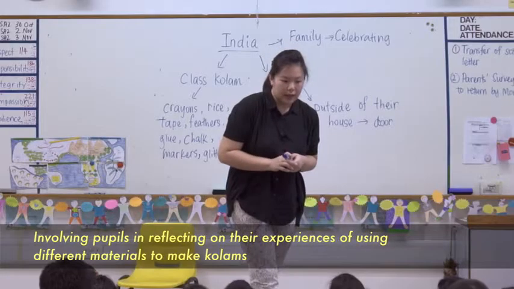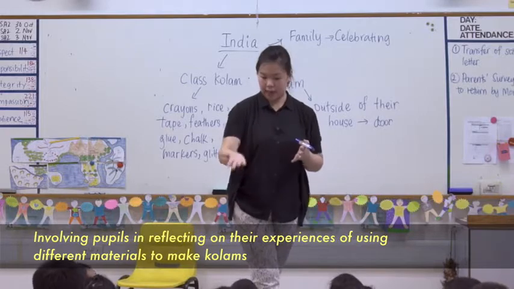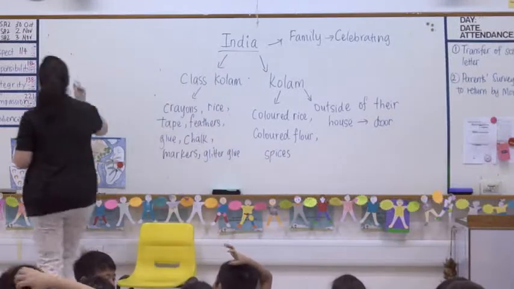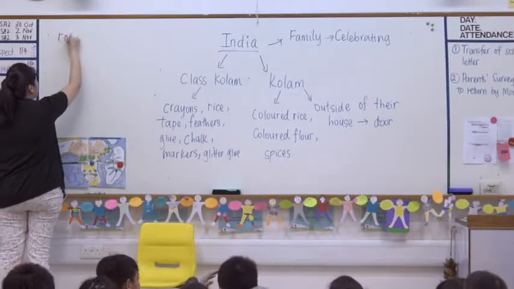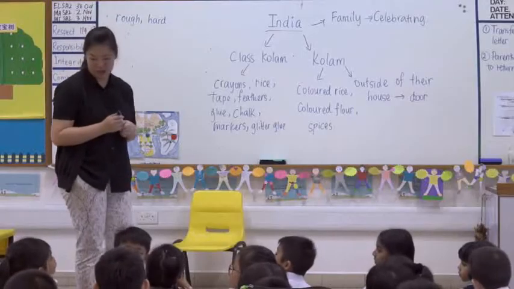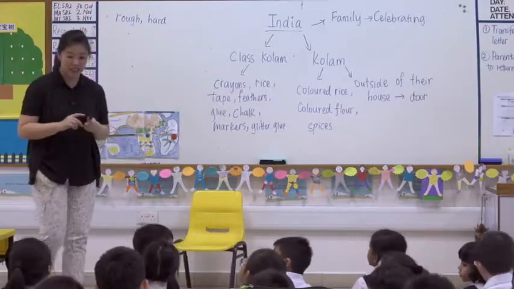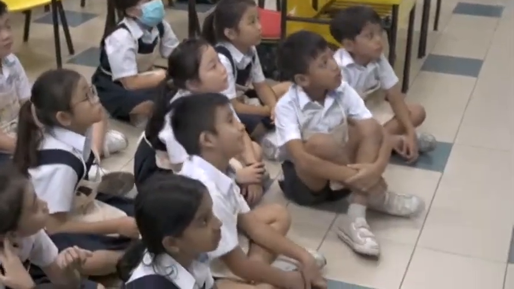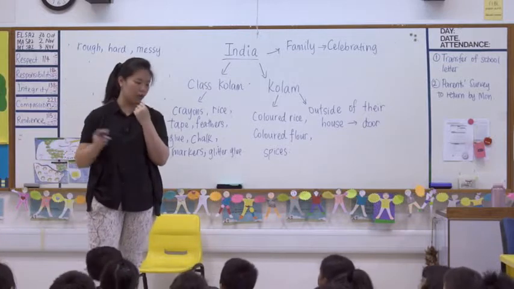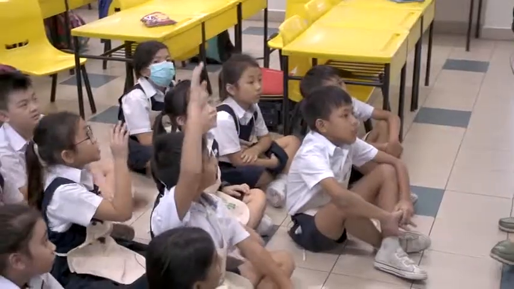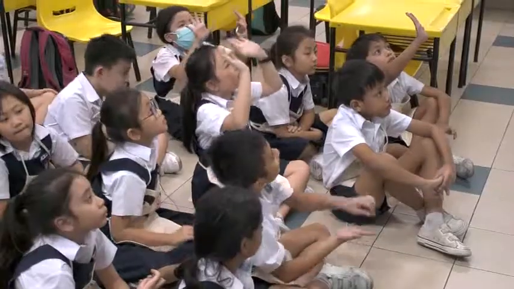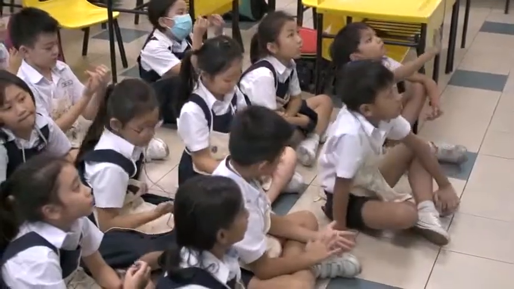How do you feel when you use the spices and the rice? It felt very rough. Yeah, it felt very rough. So the coloured rice was rough, is it? It's messy. Is that what you're trying to say? Using colored rice? Yeah, it's hard to clean, it's messy. Then what about chalk? How do you feel about using chalk? Most of you use chalk to draw your designs on the floor, right? It just feels smooth. Smooth? It's powdery, is it? Stains your hand, makes your hand very dusty, is it?